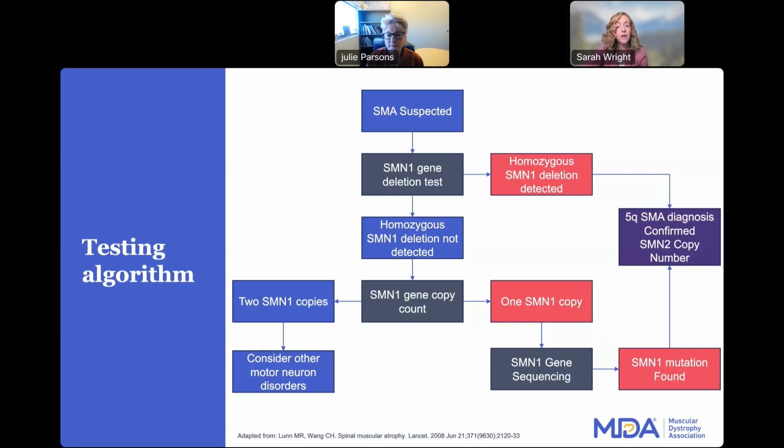However, if there's only a mutation on one side of the allele, or a compound heterozygote, you may not detect that on the homozygous deletion test. So if you have a high suspicion, you have to go on to look at the gene count for SMN1, and then to sequence the gene if you still have a high suspicion that spinal muscular atrophy persists. Next slide.